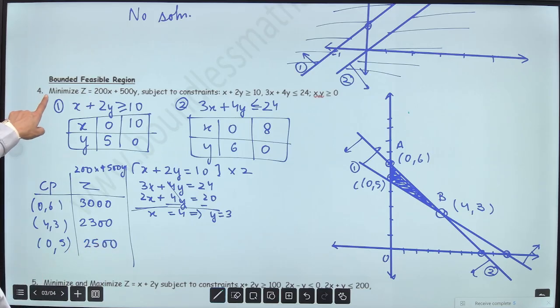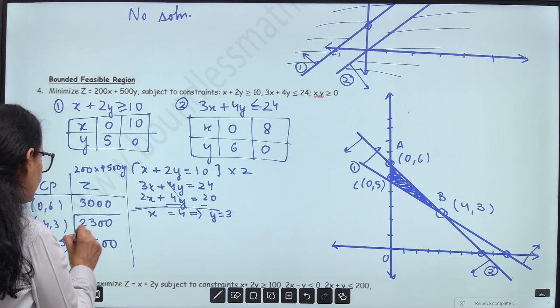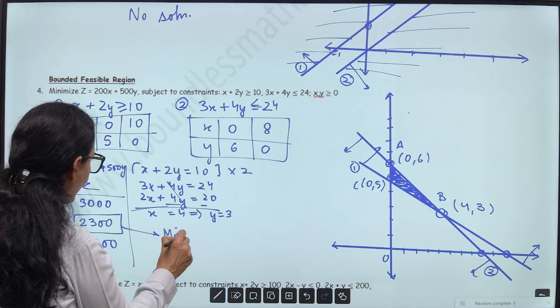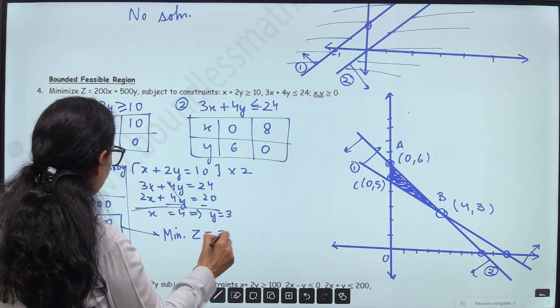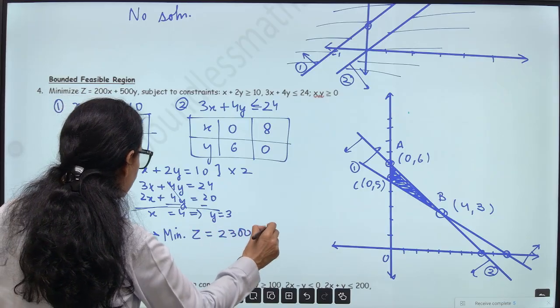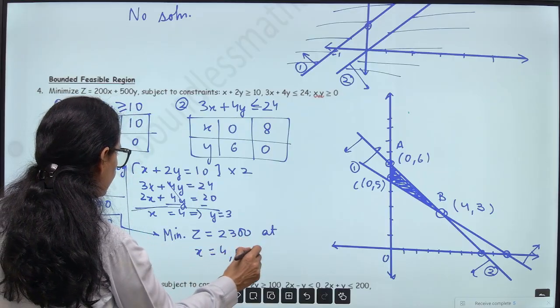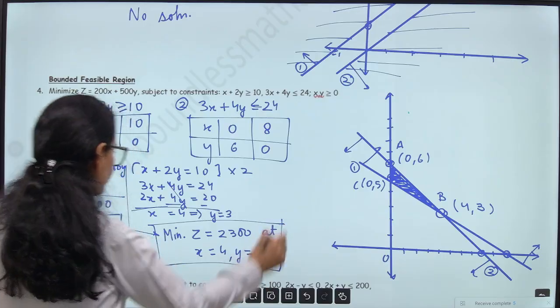The objective was to minimize the function. So the minimized value or the lowest value is this. So that means this is the minimum value of z, 2300, at x equals 4 and y equals 3. So this is your solution, right?